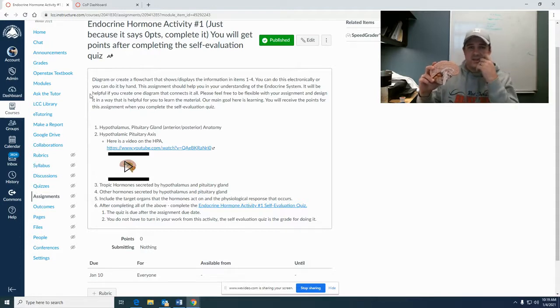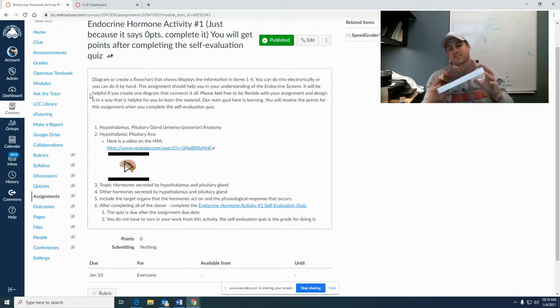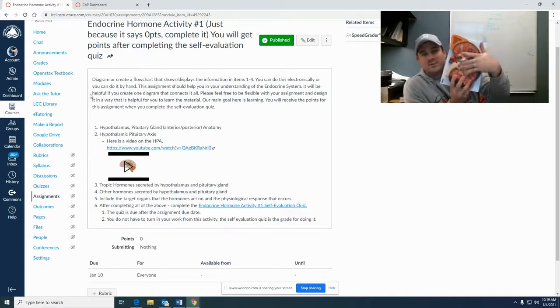And in this activity, hormone activity number 1, you're going to learn about that relationship. You're also going to learn about the hypothalamic pituitary axis, which is related to stress response. Okay, and you'll get into looking at this is the kidney. We're not going to talk about this till much later in the quarter.